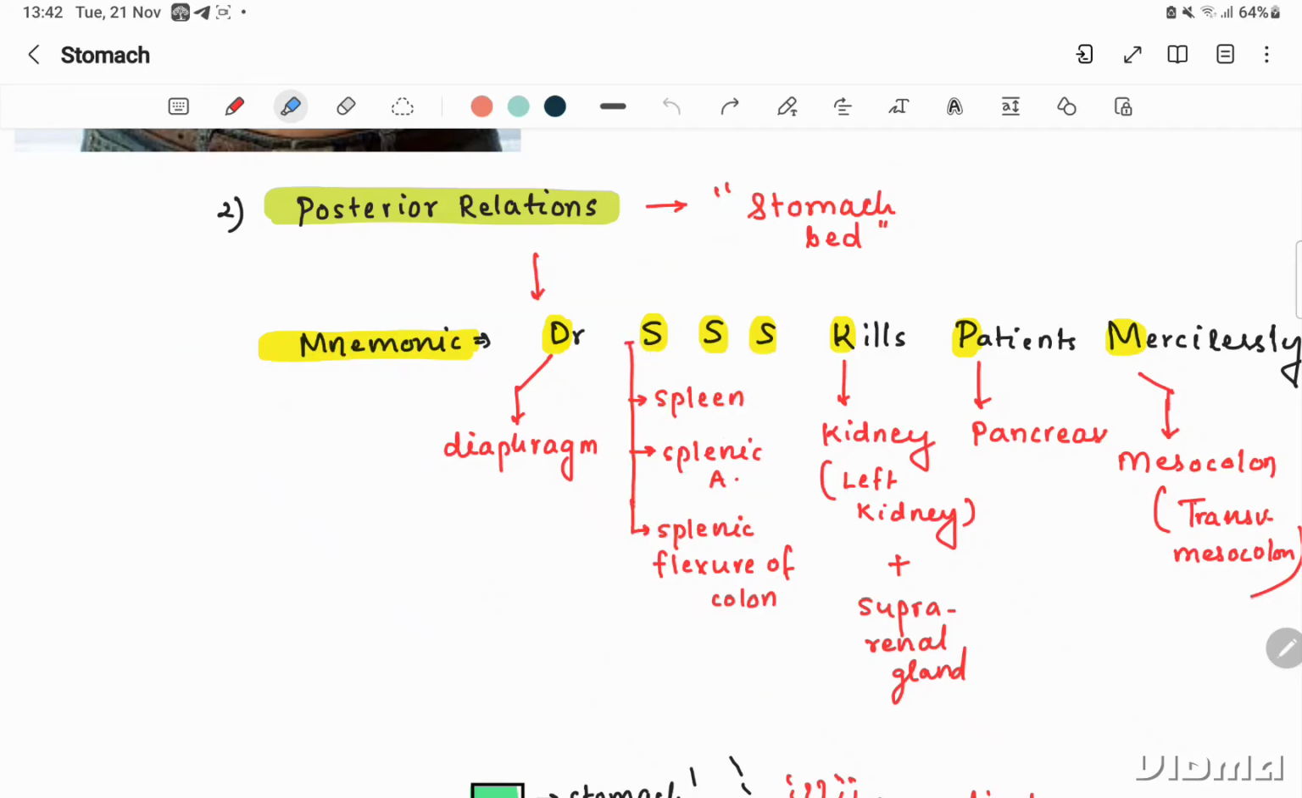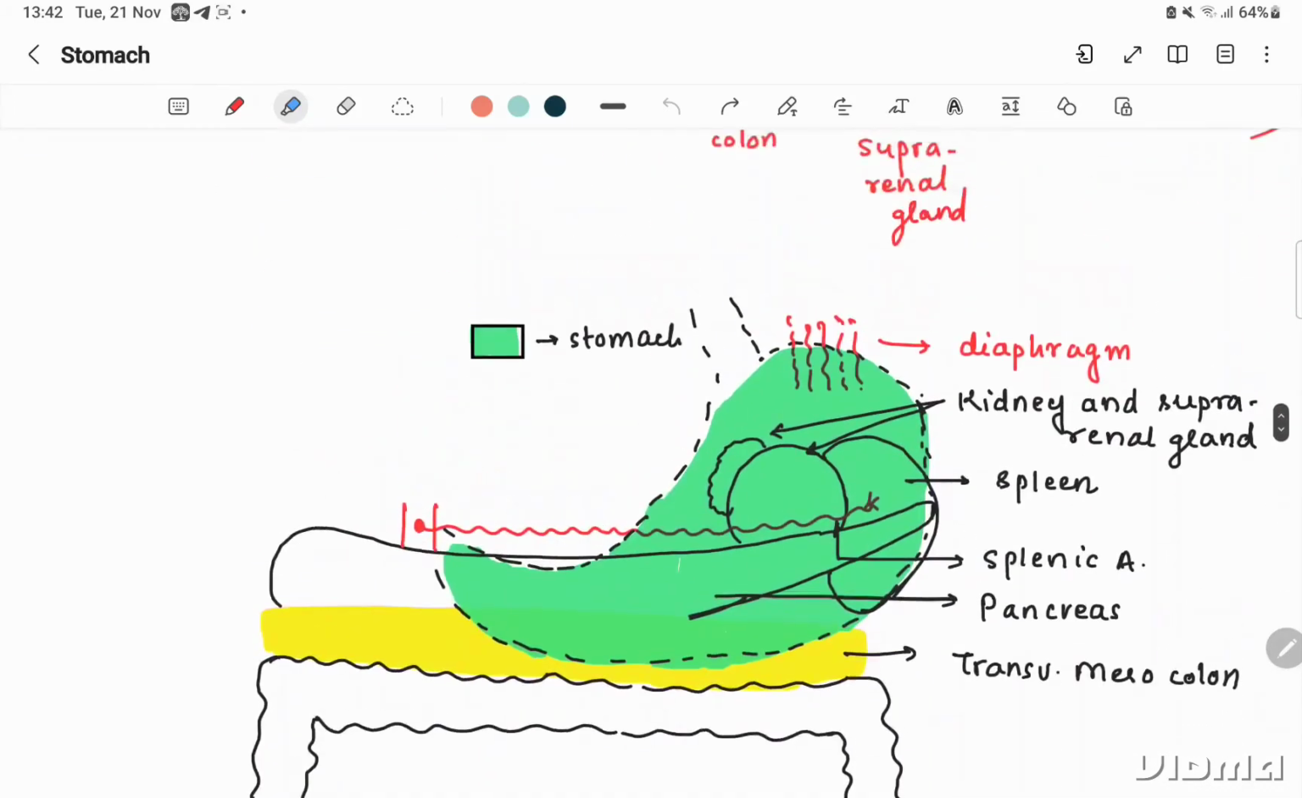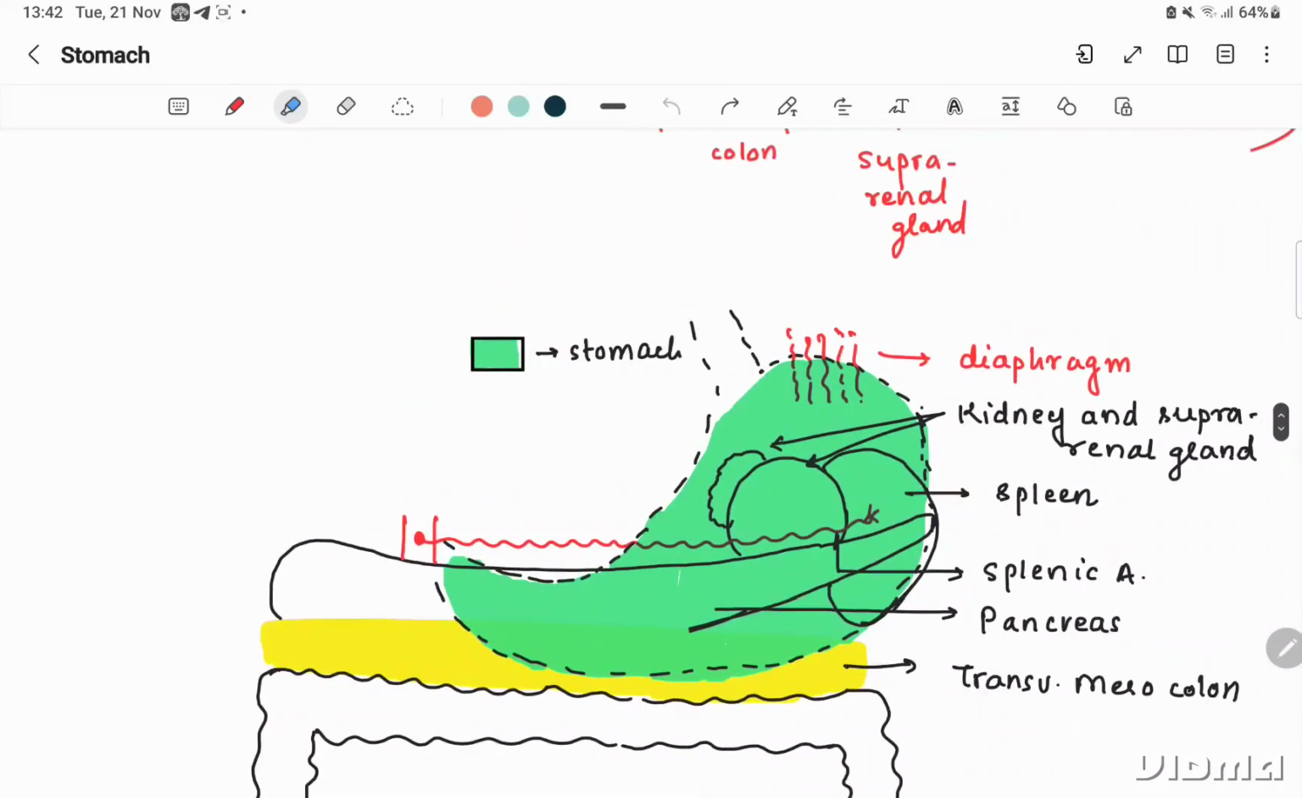The stomach bed is very important. It is often asked. And kills: K is for your kidney, the left kidney, and the suprarenal gland, which is above the left kidney. P is for your pancreas, and M is for your mesocolon, that is your transverse mesocolon. So let's discuss the stomach bed. These are the posterior relations of the stomach.